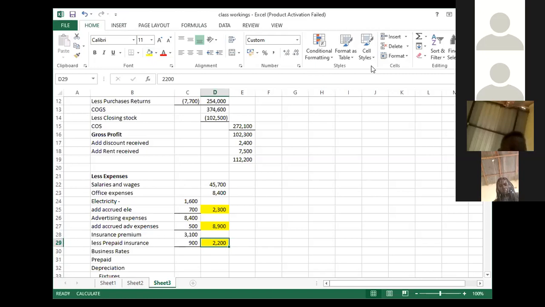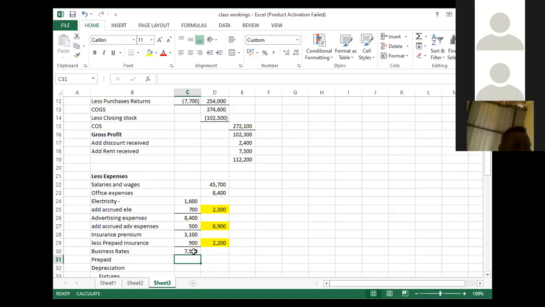Good. The next item there, business rates. What is the amount of business rates? 7,500, right? You write it there, 7,500. Is it affected by additional information? Kindly go through the additional information. It is affected. And we have been told that business rates were prepaid by 1,500.